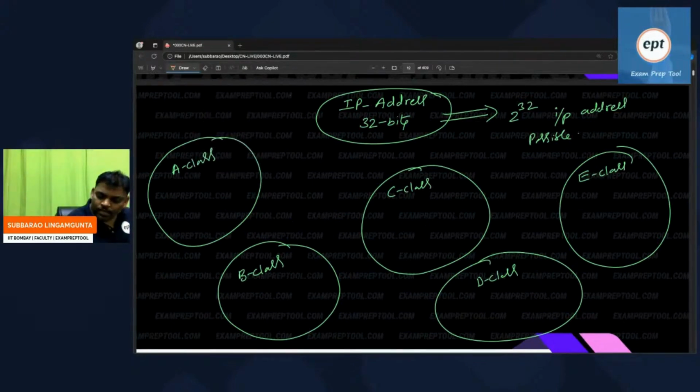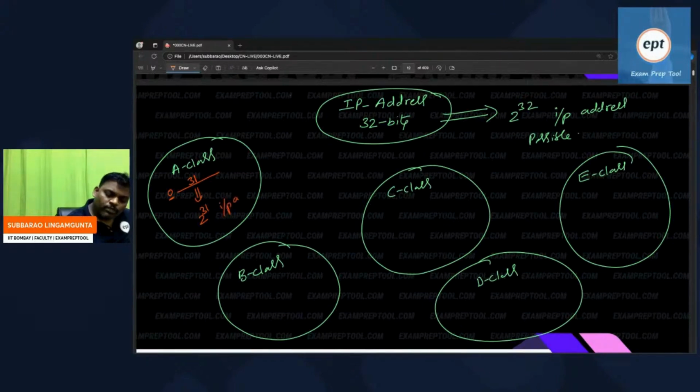In the A class, first bit 0, remaining 31. You write whatever way you like. Total 32 bits, right? Every IP address contains 32 bits. Out of those 32, in class A, first bit is 0, remaining 31. You can write whatever way you want. What is the answer? 2 power 31 IP addresses possible.